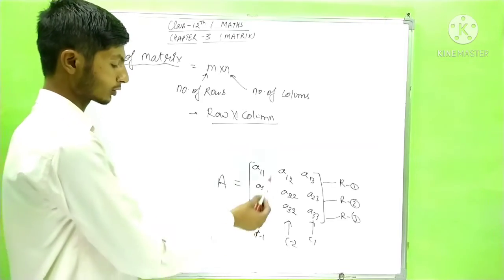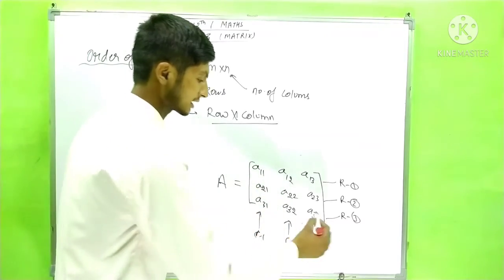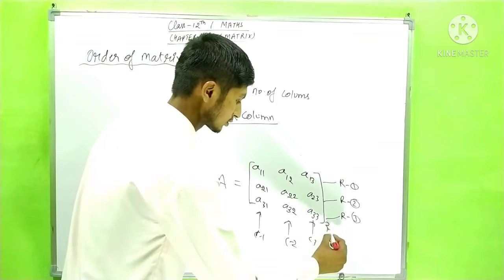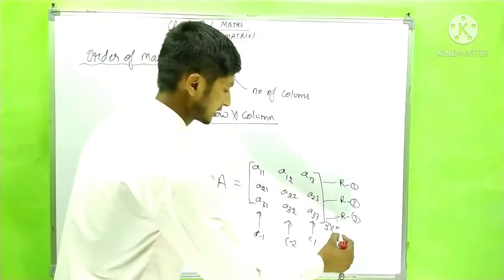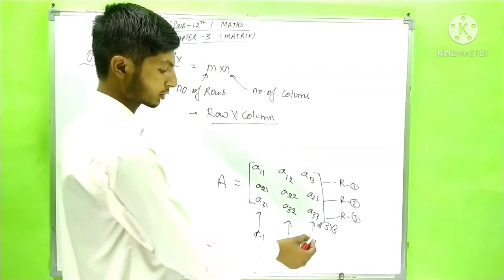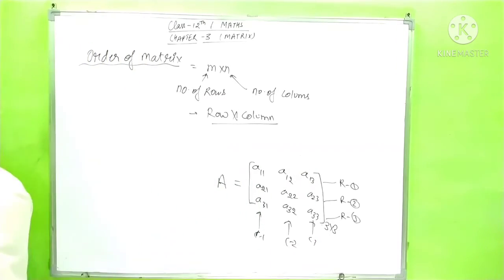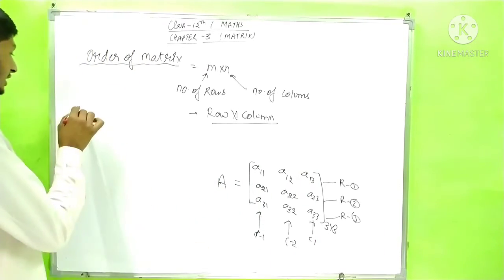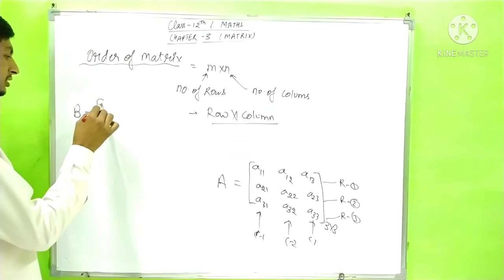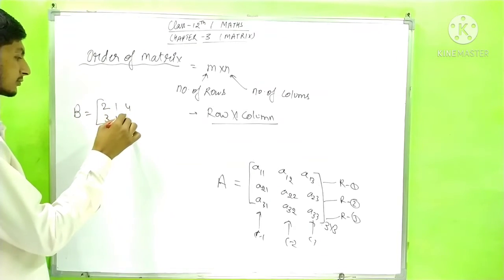So what is the order of this matrix? There are 3 rows, so 3 multiplied by 3. We write the order here at the corner of the matrix. Some more examples. The matrix D is 2 1 3 1 4 5.